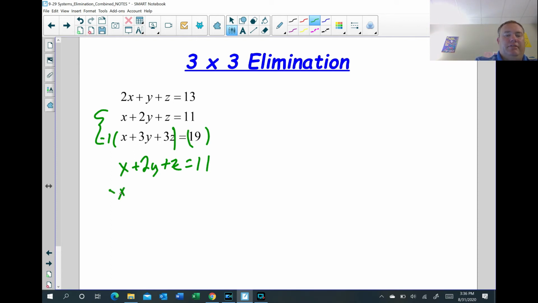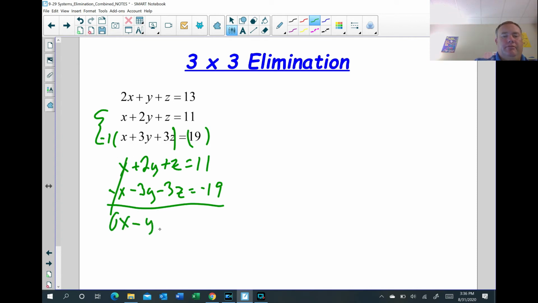So I end up with a negative x, a negative 3y, and then a negative 3z. Okay? And then over here, the 19 becomes negative. Okay? From here, when I add, the x's go away, end up with negative 1y, negative 2z, then negative 8. Okay? That is one of my equations. I'm going to put it right down here. Negative y minus 2z, sorry guys, equals negative 8. Okay? So that's from that first one.